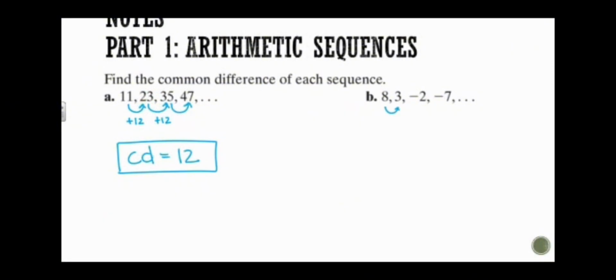Now the next one, you can see that these numbers go down, so our common difference is going to be something negative. So to go from 8 to 3, I got to subtract 5. From 3 to negative 2, I do the same thing. Then negative 2 to negative 7, do the same thing. So again, our common difference is negative 5.